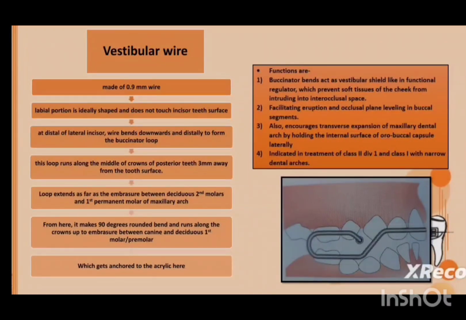Now the functions of the vestibular wire are: first, the buccinator bend acts as a vestibular shield, like in a functional regulator, which prevents the soft tissues of the cheek from intruding into interocclusal spaces. Second, it facilitates the eruption and the occlusal plane leveling in buccal segments. It also encourages transverse expansion of the maxillary dental arch by holding the internal surface of the orobuccal capsule laterally. It is indicated in treatment of class 2 division 1 and class 1 with narrow dental arches.